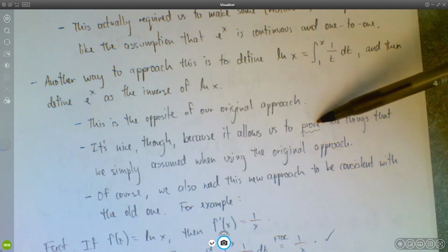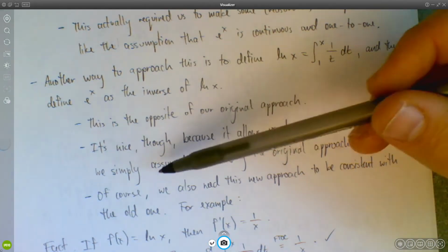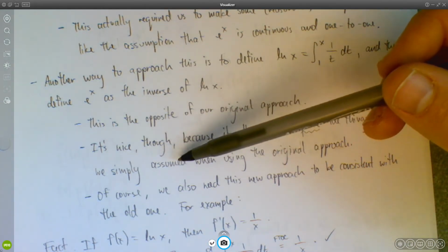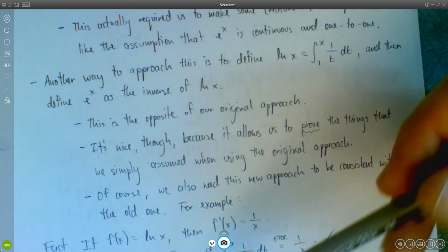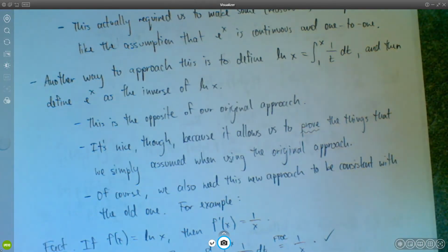But this approach is nice because it allows us to prove the things that we simply took as assumptions when we used our original approach. And I'm not going to walk you through all of the proofs. You're welcome to look in your textbook on pages 326 to 331. They basically go through and they reprove all of the stuff that we know about natural logs.